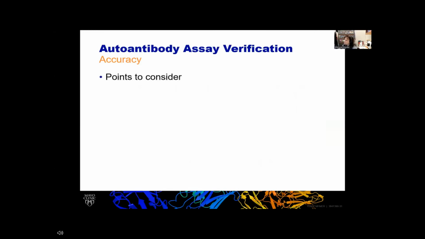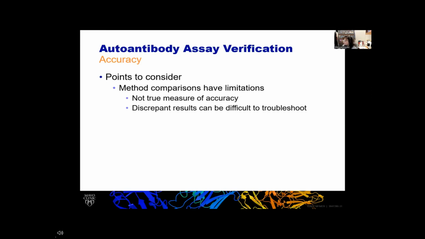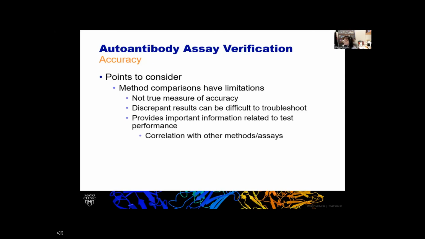So just to summarize a little bit on points to consider in terms of accuracy assessment, we know that method comparisons have limitations. It's not really a true measure of accuracy, and you will see discrepant results, and they can be very difficult to troubleshoot and to really understand. Are you looking at false positives? Are you looking at false negatives? And how do you distinguish between the two?